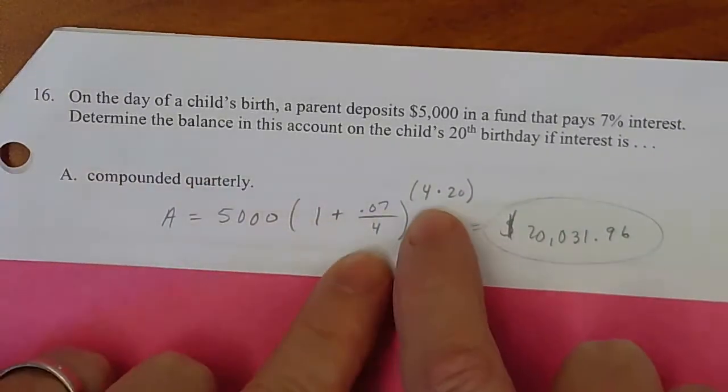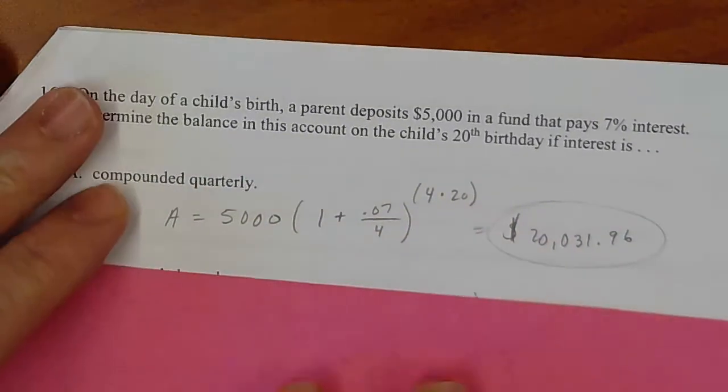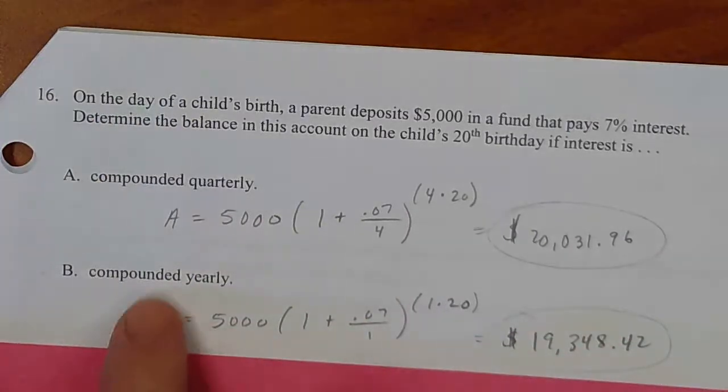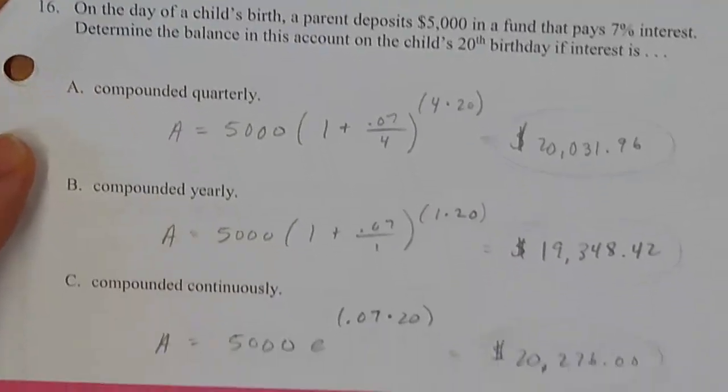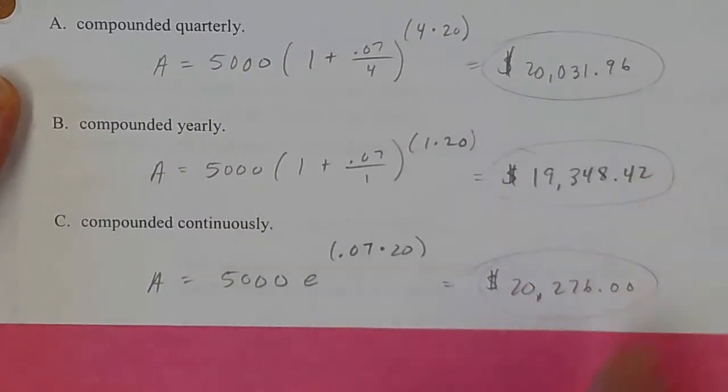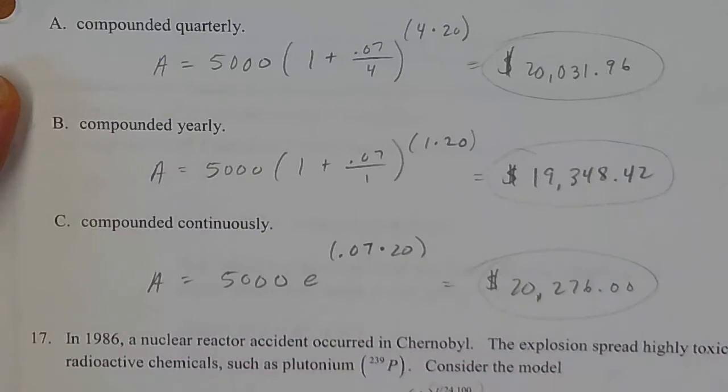When they say quarterly, change that to 4. When they said just yearly, that's annually, 1. Continuously, we need the other formula. So there's the 3 values.